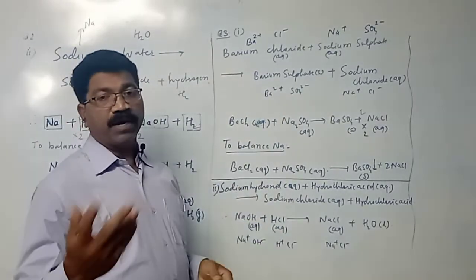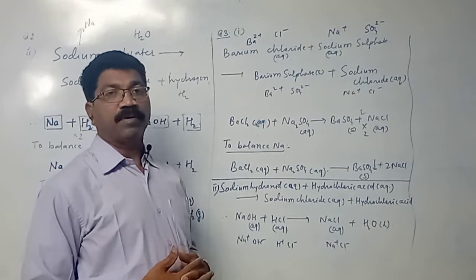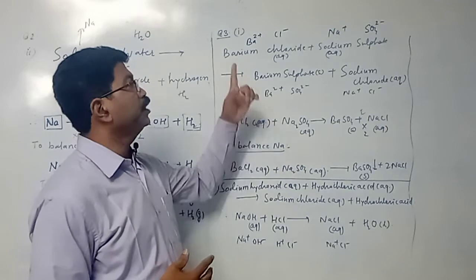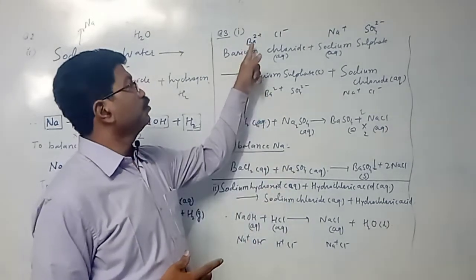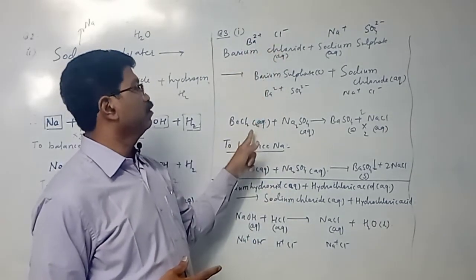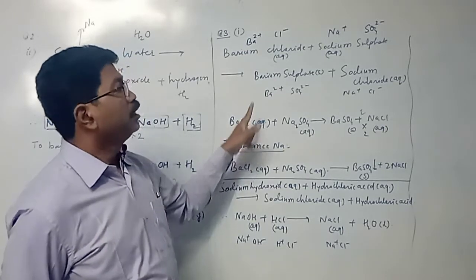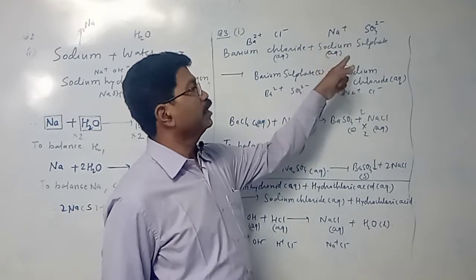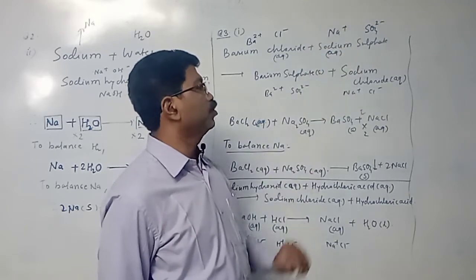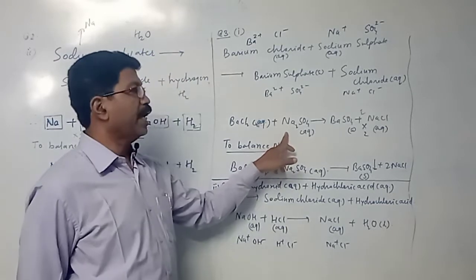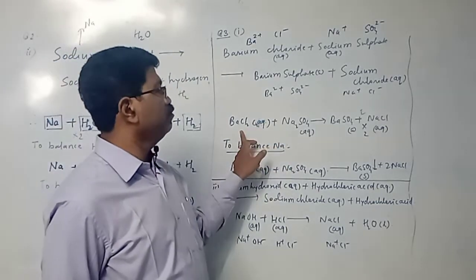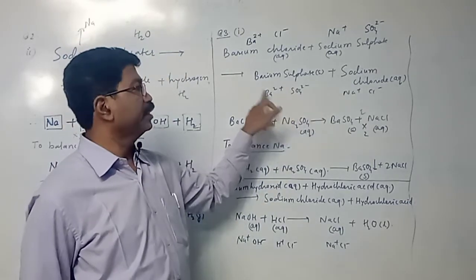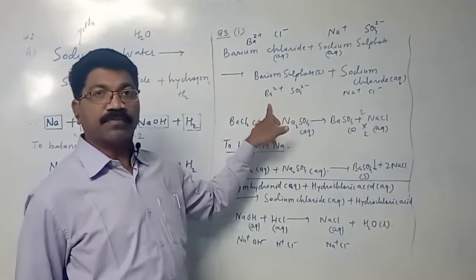Now barium chloride, we have remembered all the formulas of the ions. Barium is Ba2 plus, chloride is Cl minus. So 2 will attach here, so its formula will become BaCl2. Then sodium sulphate: Na plus, sulphate is SO4 2 minus. You take the cross coefficients, it will become Na2SO4, aqueous. Will give us what? Barium sulphate: Ba2 plus, SO4 2 minus. Take it cross, so it will become BaSO4.